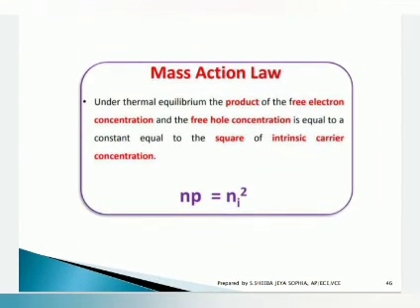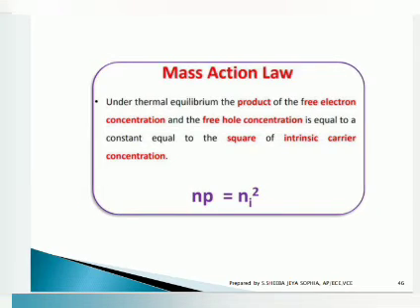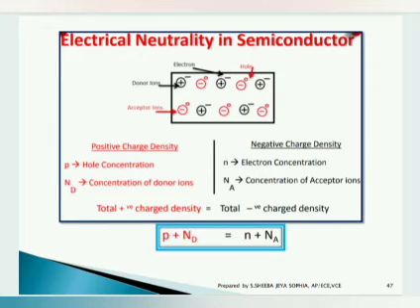Moving to the law which is mainly used in semiconductors, the mass action law. Under thermal equilibrium condition, the product of the free electron concentration and free hole concentration is always equal to the square of intrinsic carrier concentration, which is expressed by the formula n × p = ni². Here ni refers to the intrinsic carrier concentration, n refers to free electron concentration, and p refers to free hole concentration. Moving to the next parameter we are going to see in the semiconductor, electrical neutrality.